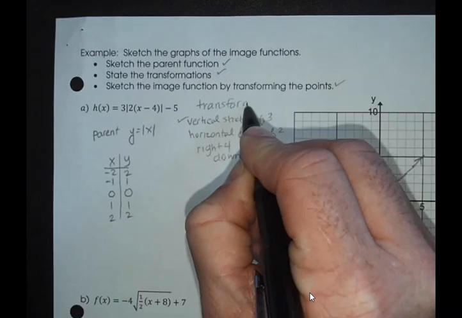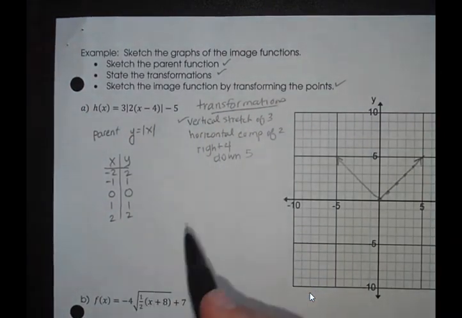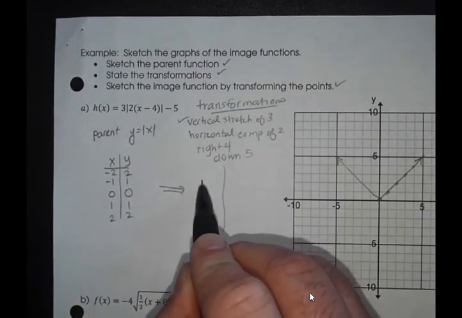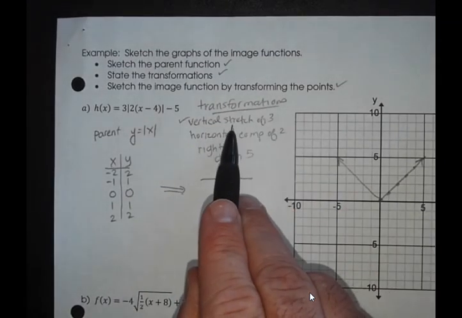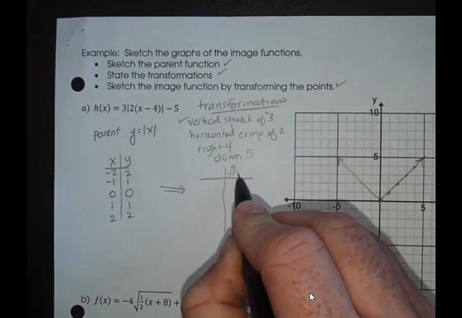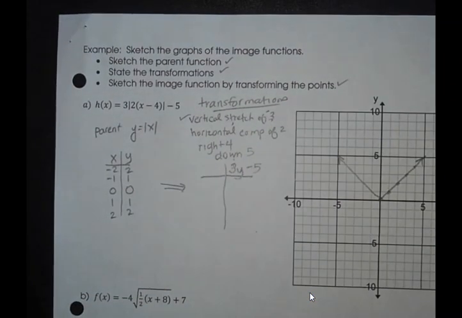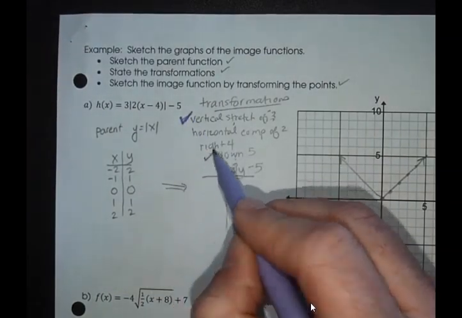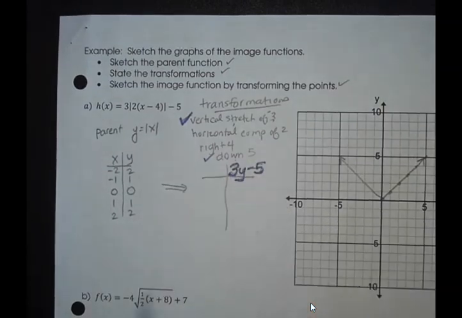Now, here's the hard part. What do these do to our y? And we talked about this, but we're going to put this together. So vertical stretch, that multiplies by 3. So we're going to have 3y, right, down 5. That tells us that's the things that are doing vertical.